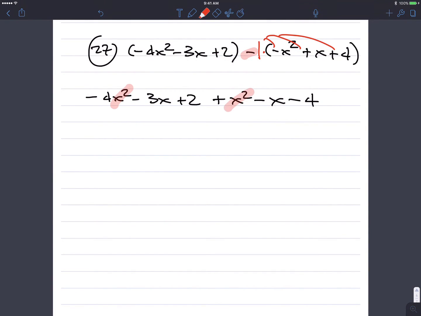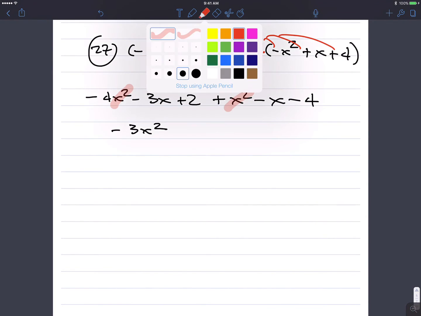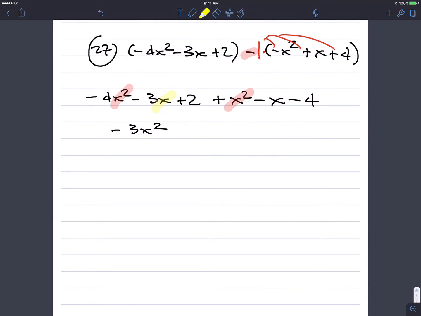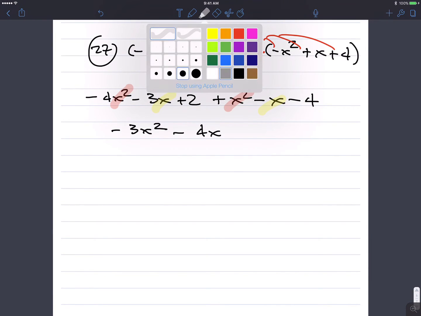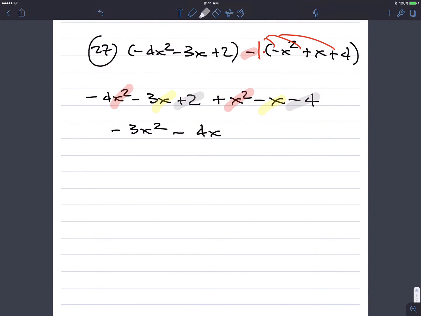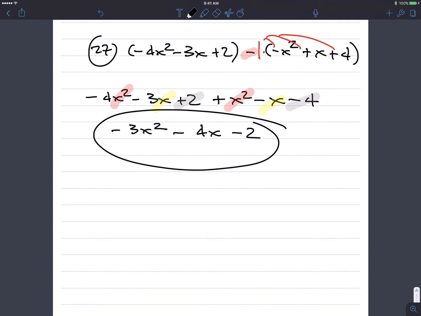I owe 4 apples. I have an apple. I owe 3 apples. I owe 3 bananas, and I owe 1 banana. I owe 4 bananas. I have $2, and I owe 4. I owe 2. This is my final answer. This is what you'll see in the back of the book.